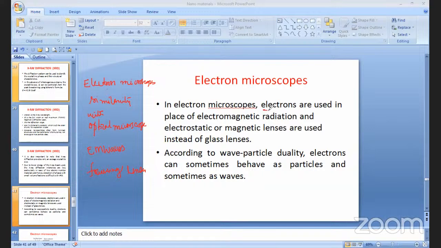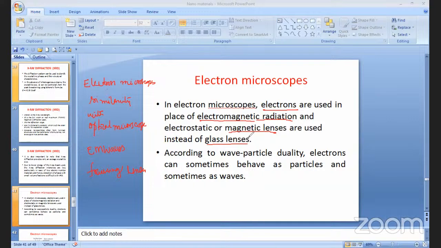Okay, so these electrons are used in place of what we call electromagnetic radiation, which we use in the case of the optical microscope. So the electromagnetic radiation is replaced with electrons in the electron microscope. Otherwise, in the case of the electron microscope, electrostatic or magnetic lenses are used instead of glass lenses. So in the case of the optical microscope, we use glass lenses, that is, focusing lenses.